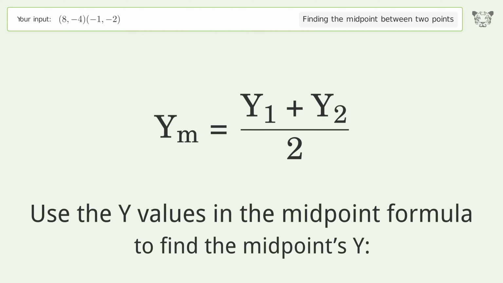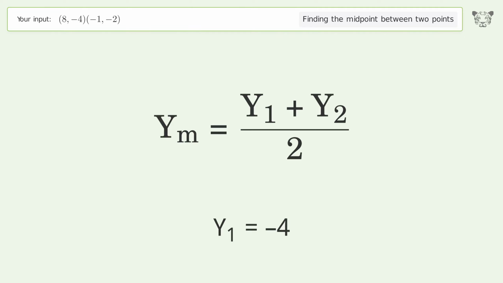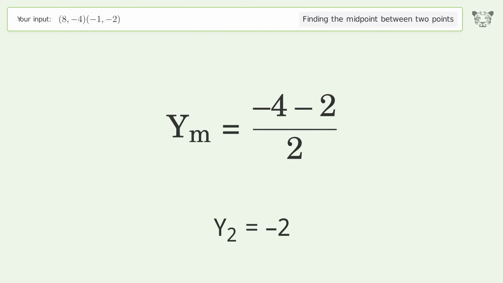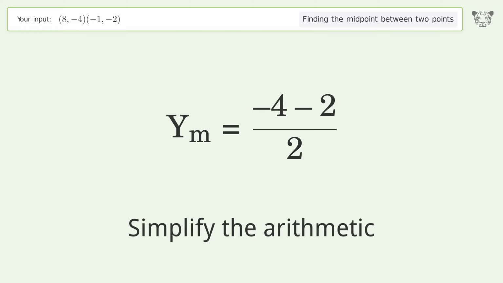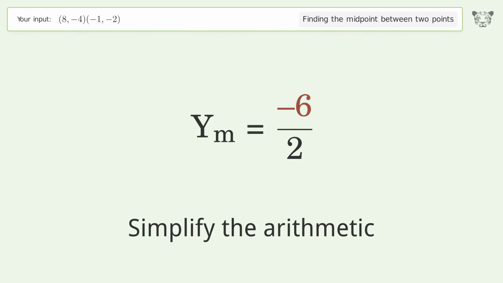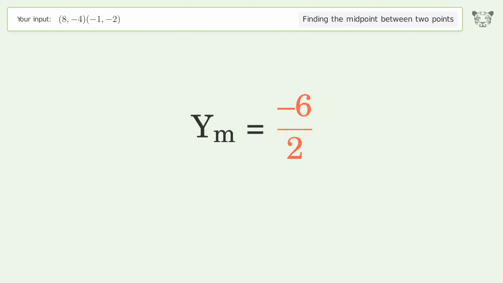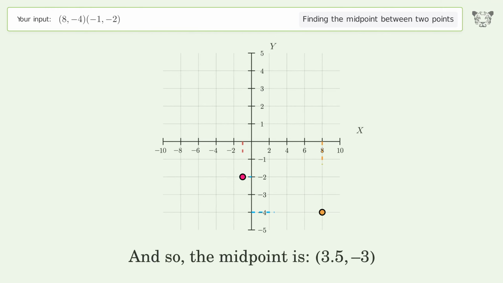Use the y values in the midpoint formula to find the midpoint's y. y1 equals -4. y2 equals -2. Simplify the arithmetic. And so, the midpoint is 3.5, -3.